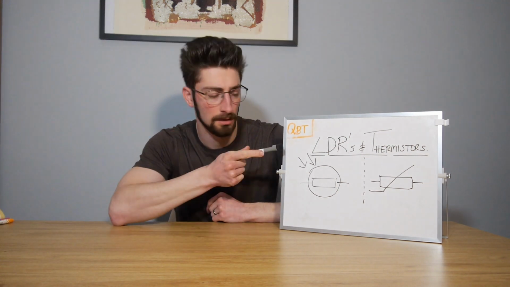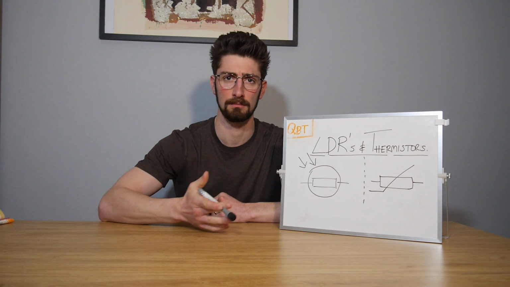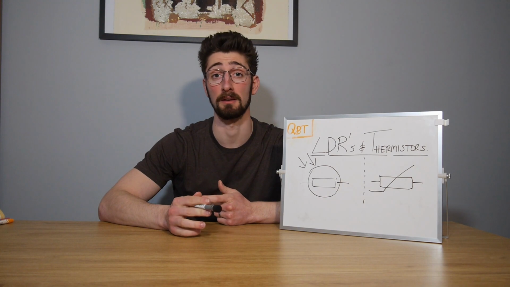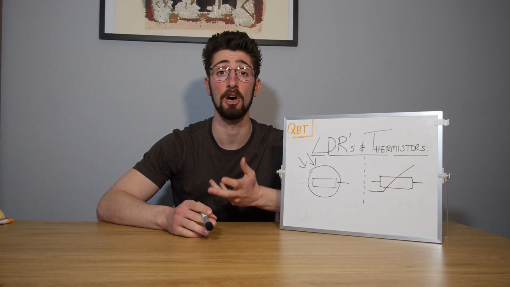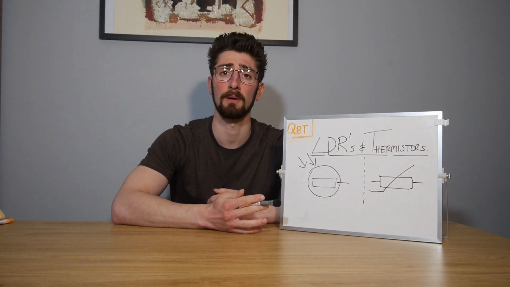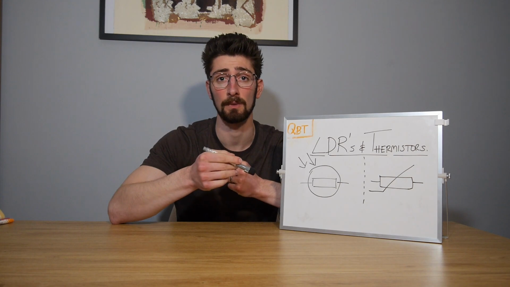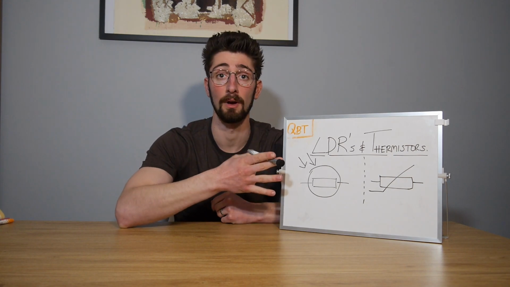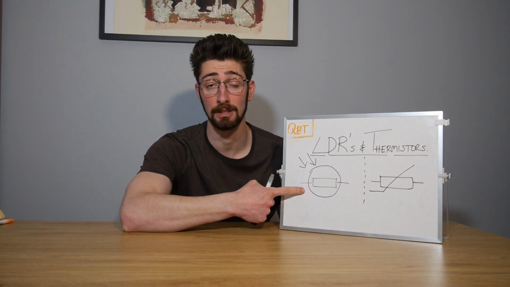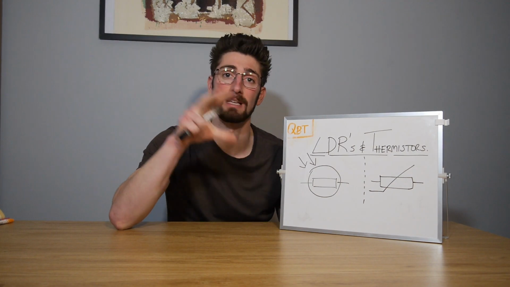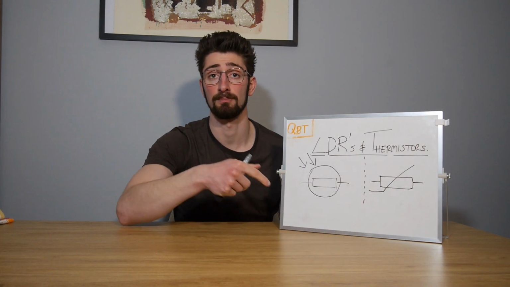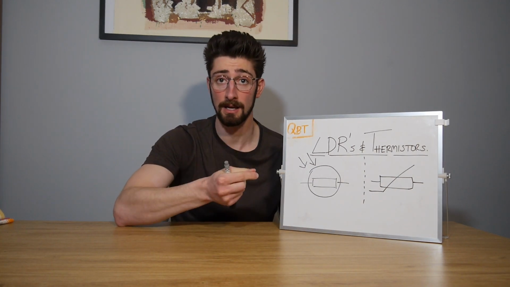Let's discuss LDRs and thermistors. What is an LDR? What is a thermistor? LDR stands for light dependent resistor, and a thermistor is a thermal resistor. These are examples of what we call variable resistors, and they are subject to external stimuli. The resistance in an LDR changes depending on how much light intensity it experiences, and the resistance in a thermistor changes depending on how much heat it experiences.